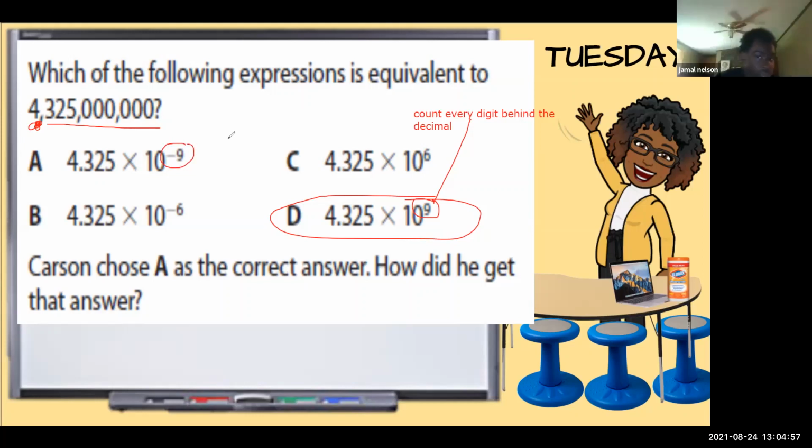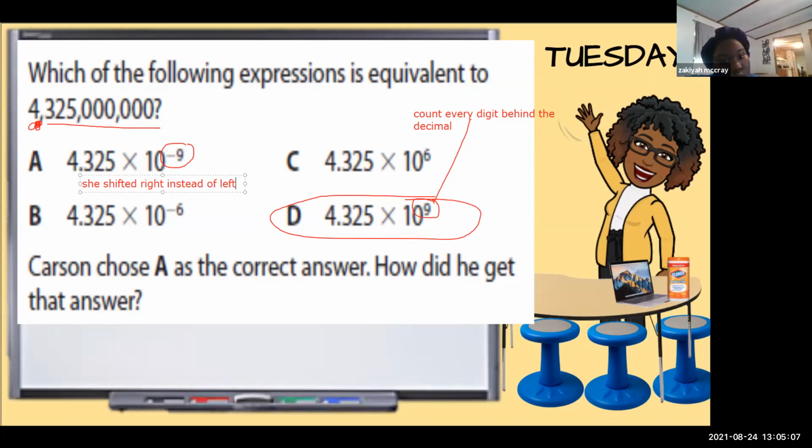She shifted to the right instead of the left. Or change your word, Zakiah, I think that was you. She shifted left instead of right.